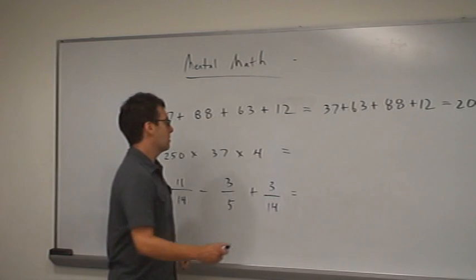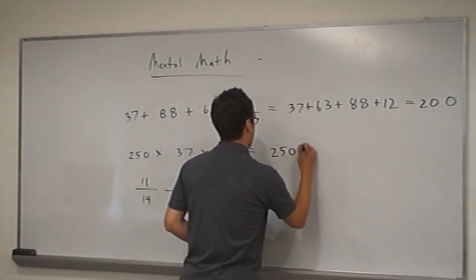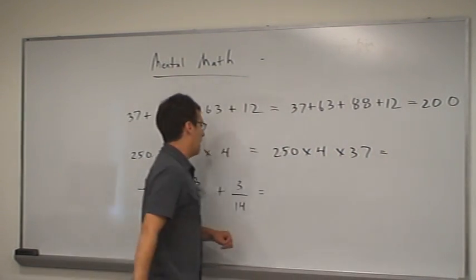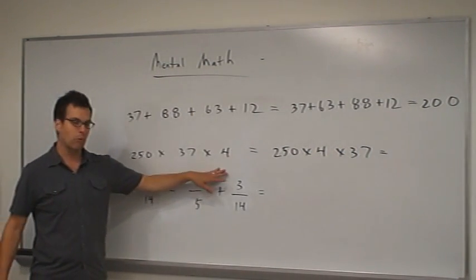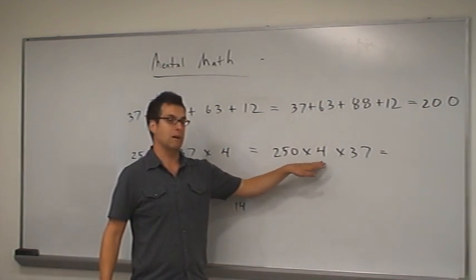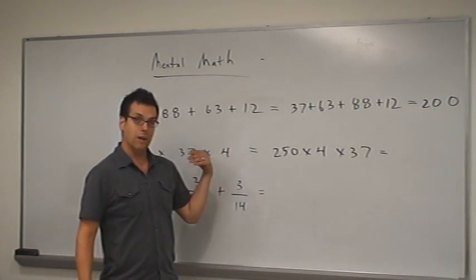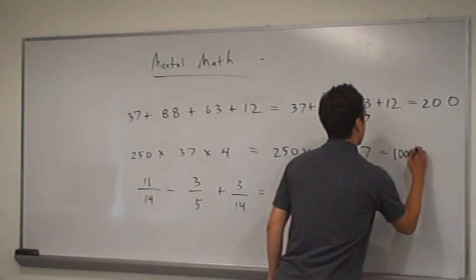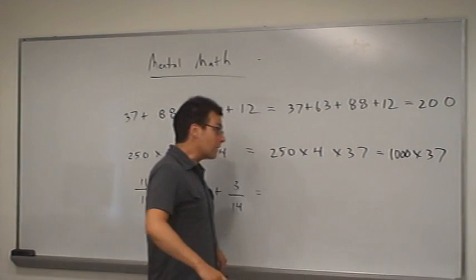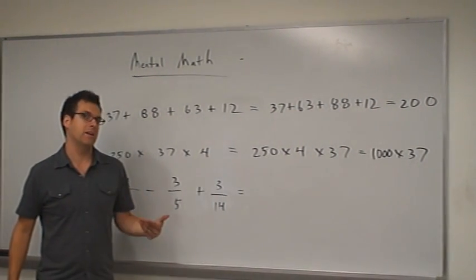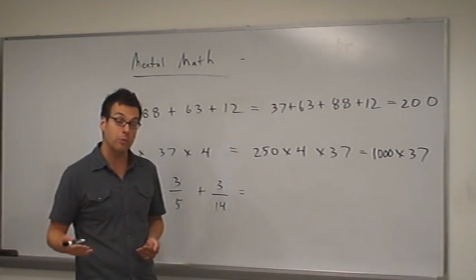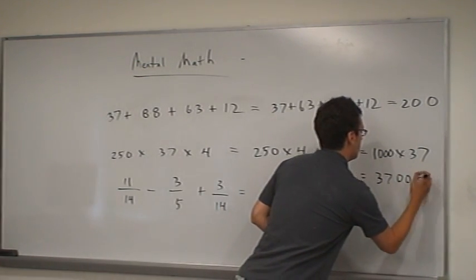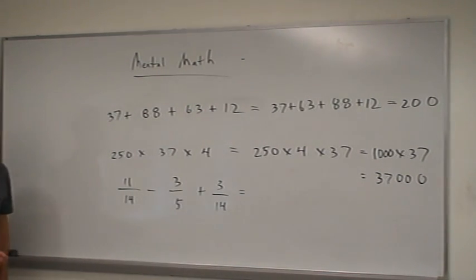It's 1,000. So if we just reorder these numbers and interchange the 37 and the 4, then we see that the original problem, 250 times 37 times 4, is equivalent to 250 times 4 times 37. We can mentally multiply 250 times 4 to get 1,000. And 1,000 times 37 is a very easy mental problem. It is very easy to multiply by numbers that add in a bunch of zeros. This just represents a place value shift 3 places to the left.